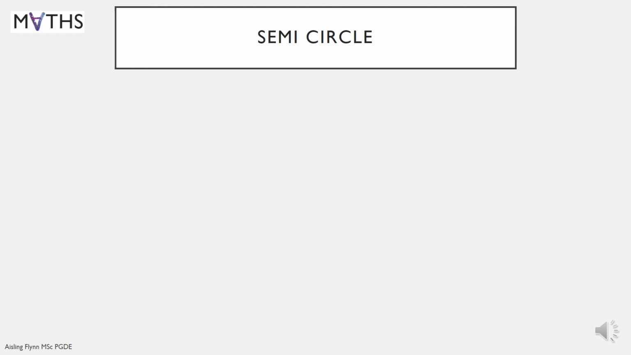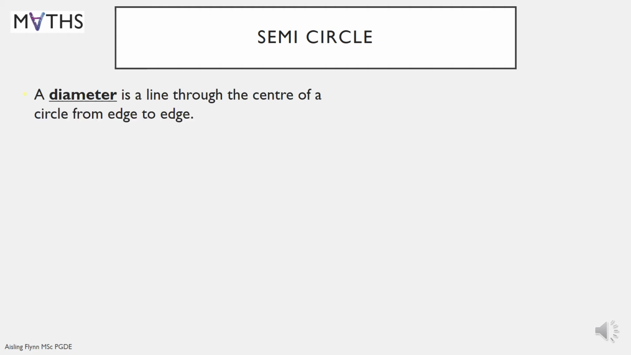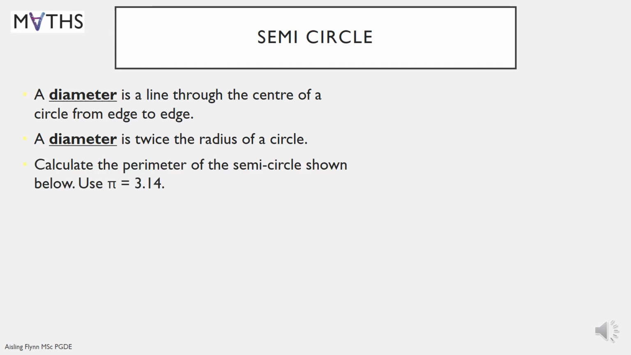Okay, what about a semicircle or half a circle? Firstly, a diameter is a line through the center of a circle from edge to edge. A diameter is twice the radius of the circle because it goes from the center to the edge 2 times. And we're asked to calculate the perimeter of the semicircle shown below, and we're told to use pi equals 3.14.